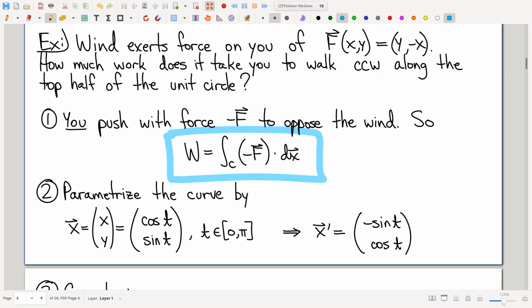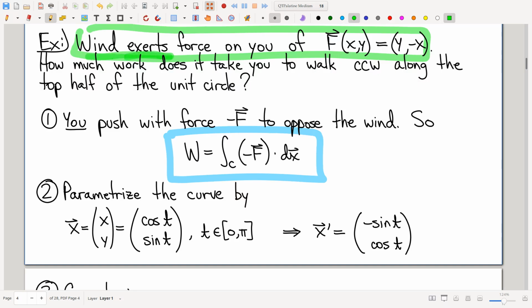Okay, well, which one of these is the force? Is it this one or is it that one? You got to decide. And you can't just pick one arbitrarily because they're different. They're negatives of each other. So you got to identify correctly what is the force in question. So in this case that we're looking at here, notice it says this is the force that the wind exerts on you.